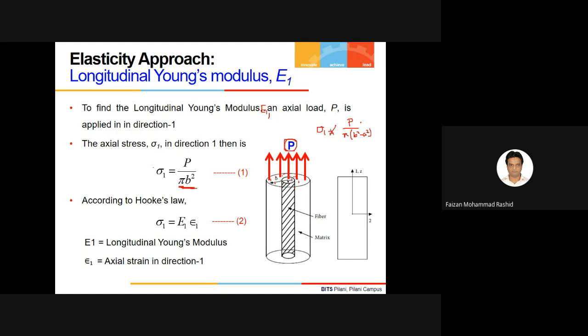B is the radius from here to here, so over the whole surface this stress is acting. But from Hooke's law, for a linear elastic material, because composites are linear elastic, we can write sigma 1 is equal to E1 times epsilon 1. What is E1? It is the longitudinal Young's modulus, and epsilon 1 is the axial strain in the one direction. This is the one direction, and this is how it is assumed, two direction and one direction.